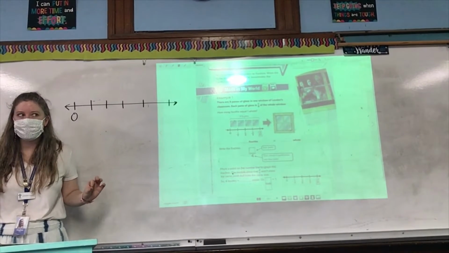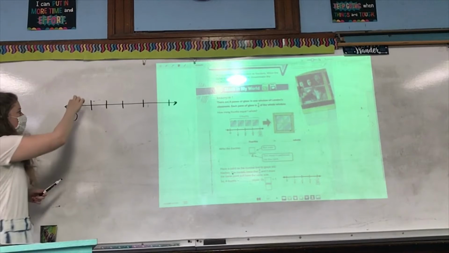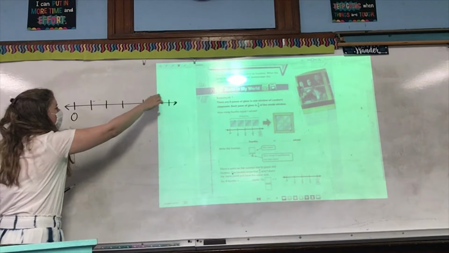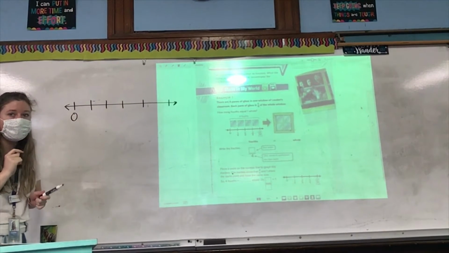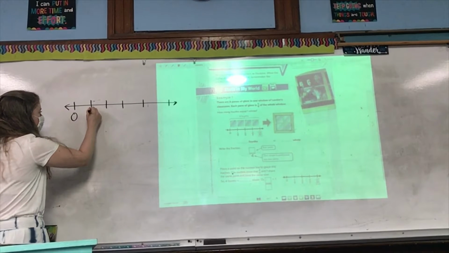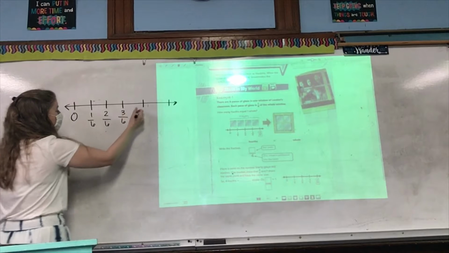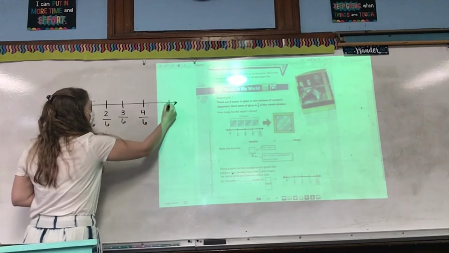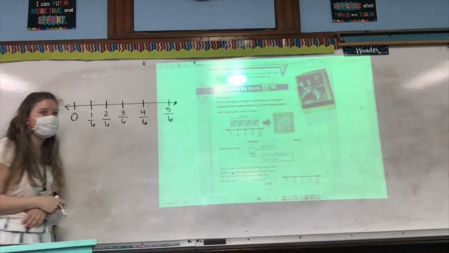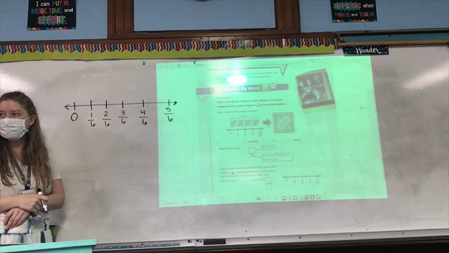Or the tick marks, sorry? No, because look at this. 1, 2, 3, 4, 5, 6. Oh, okay. This is 6. But uh-oh. I don't have enough.